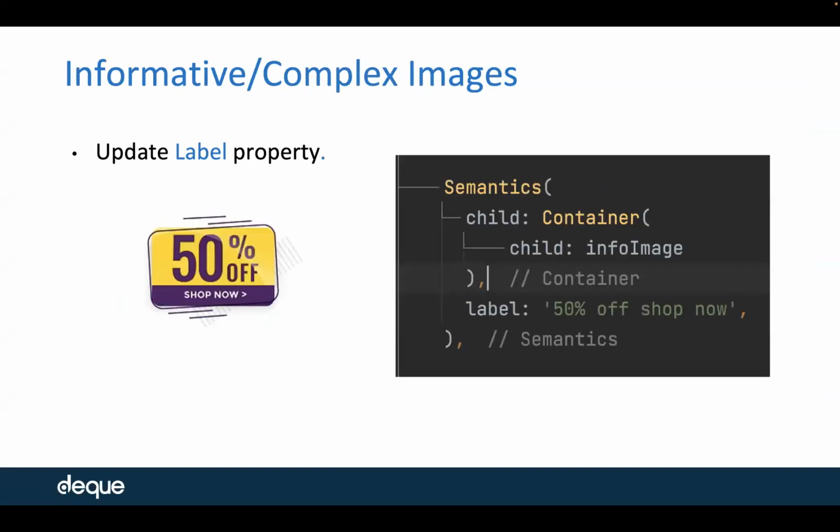For informative or complex images, we just need to update the label property. Here, this container has a child of an informative image, and I'm placing it under a semantics widget and updating the label. Without this label property, it is a decorative image. With the label property, it is an informative or complex image. Make sure that if it is a decorative image, we don't update the label property. Otherwise, we have to give the label property as alternative text of that image.